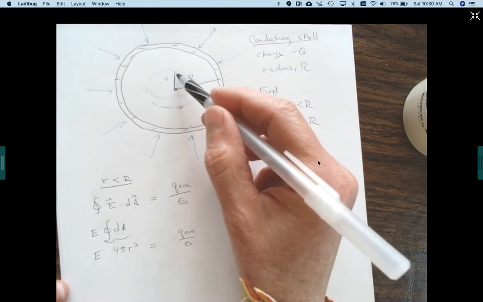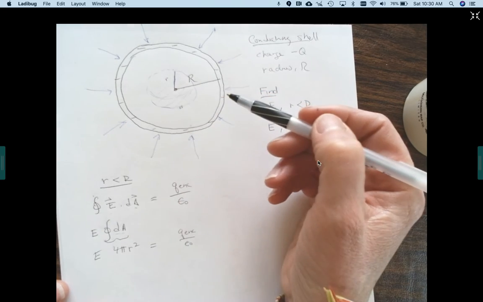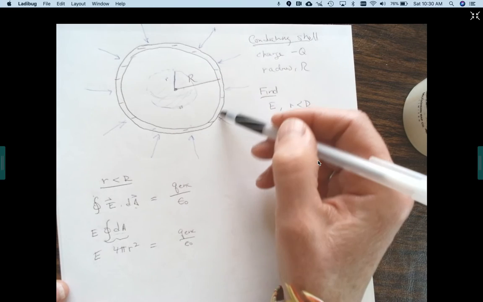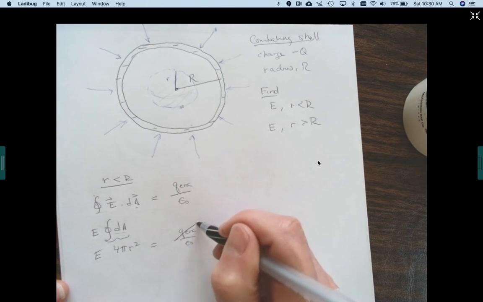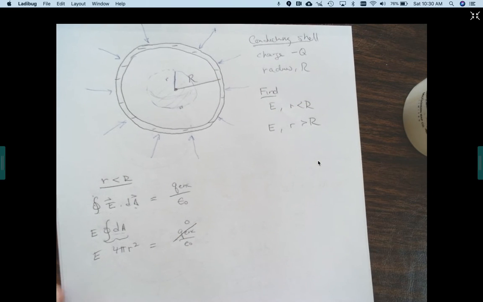But what is my charge enclosed inside of this sphere? All the charges are outside of there. So this again would be 0. Okay, so the electric field inside the charge shell is going to be 0.